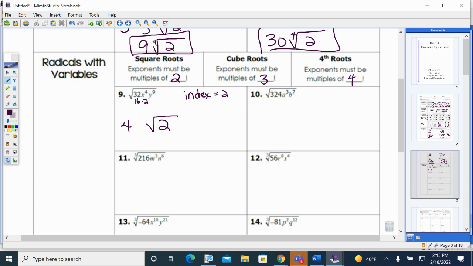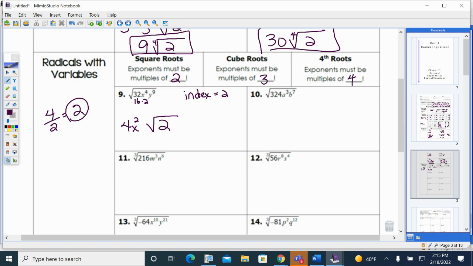Now let's talk about our variables. There's a lot of different ways to explain this, but here's how I do it. When I look at x, it has an exponent of 4. The understood index here is a 2. So if I take 4 and I divide that by 2, I get 2. So that means there's an x squared on the outside of that radical.